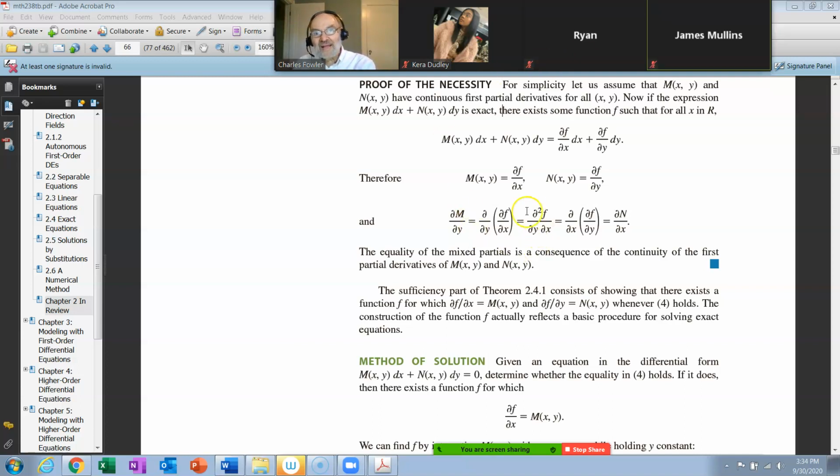The reason this is true is that the mixed partial of a function, if everything's continuous, if f is continuous, no matter which order you do it, first partial with respect to y, then with x, or first with respect to x and then with y, doesn't matter the order, these two are the same, as long as the functions are continuous. Okay? Now the equality of mixed partials, that's what they call them, one with x, one with y, is a consequence of the continuity of the first partial derivatives of M of x,y and N of x,y. The sufficiency part of the theorem consists of showing there is a function f for which that is the only one, and the construction of the function f actually reflects the basic procedure for solving exact equations, which is what we're going to get into now, our method of solution.